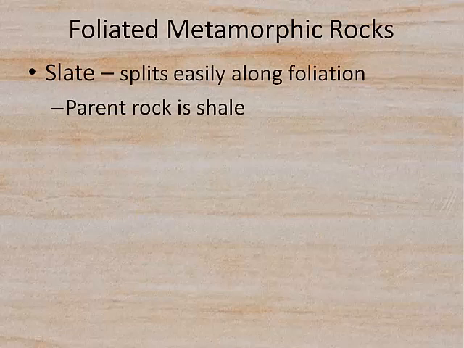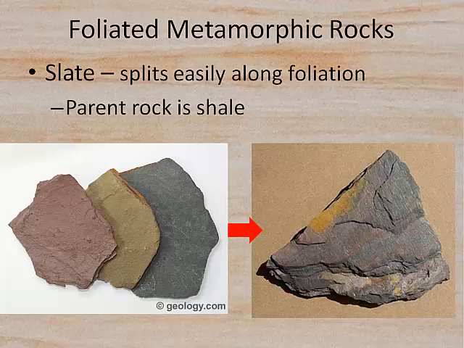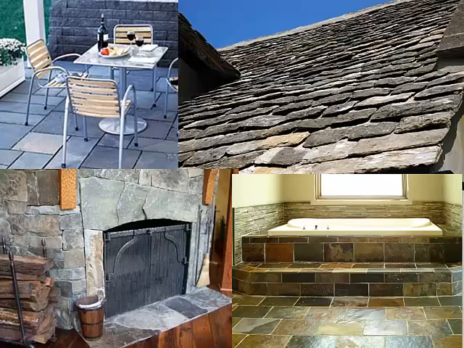So let's talk about slate. The parent rock for slate is shale. Shale is a sedimentary rock. When shale is subjected to heat and pressure, it forms slate and develops very distinctive layers which are easily split. And that makes slate a convenient building material for roofs. Some roofs are made out of slate, patio coverings, and other building materials.